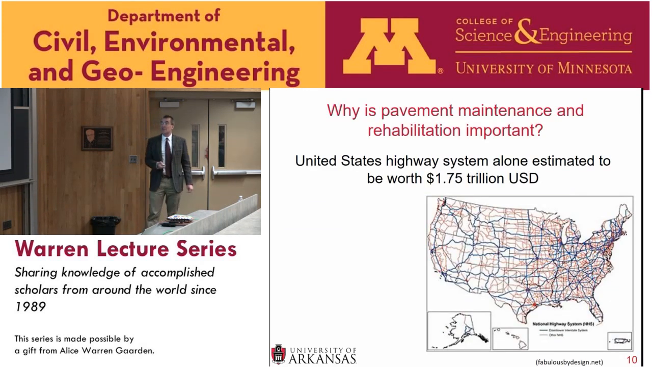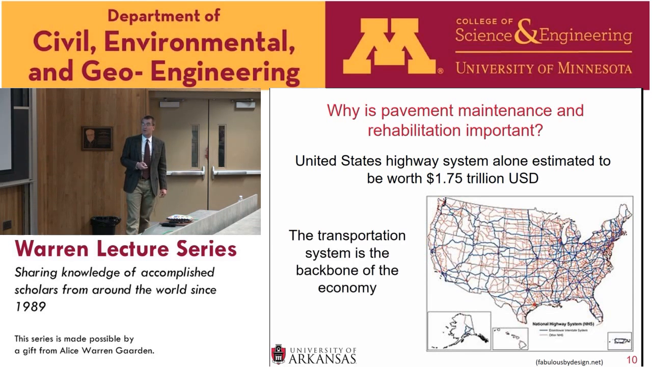So this is a map of the United States and our highway system, and just our highways, so our state highways and our interstate highways, are estimated to be worth $1.75 trillion. So we have an incredible amount of money invested in our roads. And as I like talking to my undergraduate classes about, really our transportation system is the backbone of our economy. It's how we move goods and services. If necessary, it's how our military moves. It is how we take vacations. So there are all these different facets about why our transportation system is important, and it is worth so much.